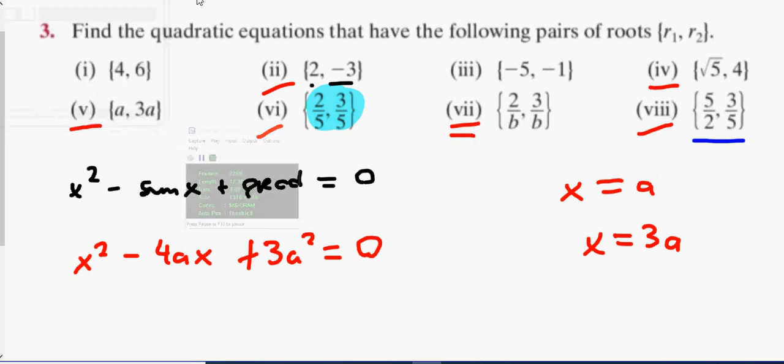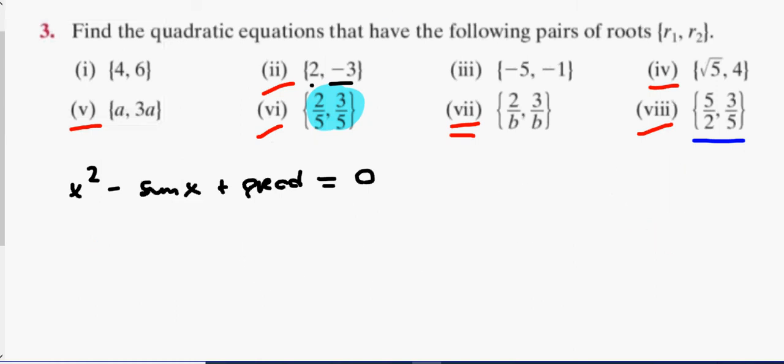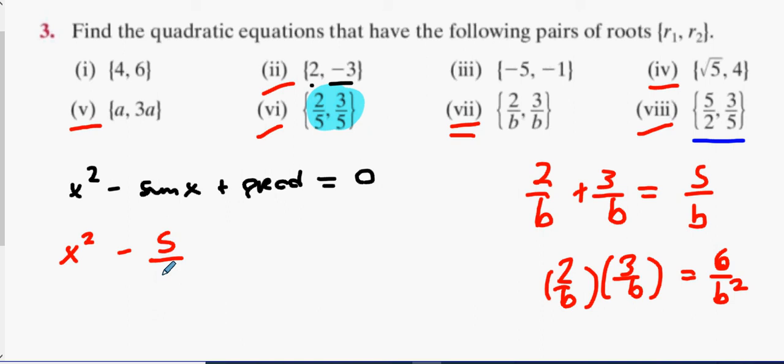Alright, let's find out. So, we're going to add them together. What's 2 over b plus 3 over b? Yeah, 5 over b. No bother. What's 2 over b multiplied by 3 over b? 6 over b squared. Okay, so we have x squared minus 5 over b, and then we have plus 6 over b squared.